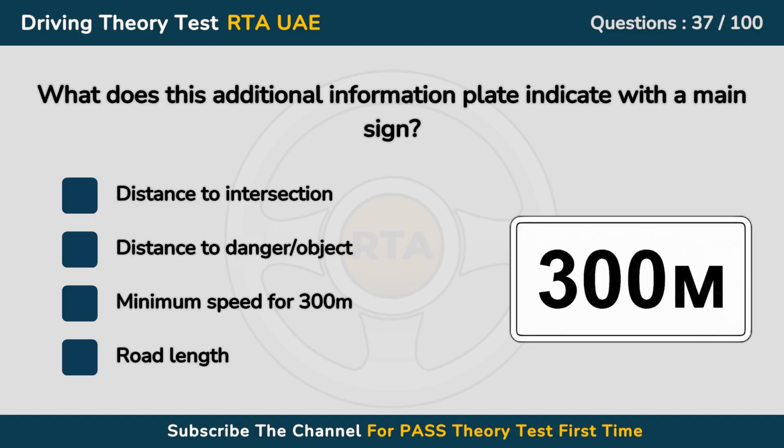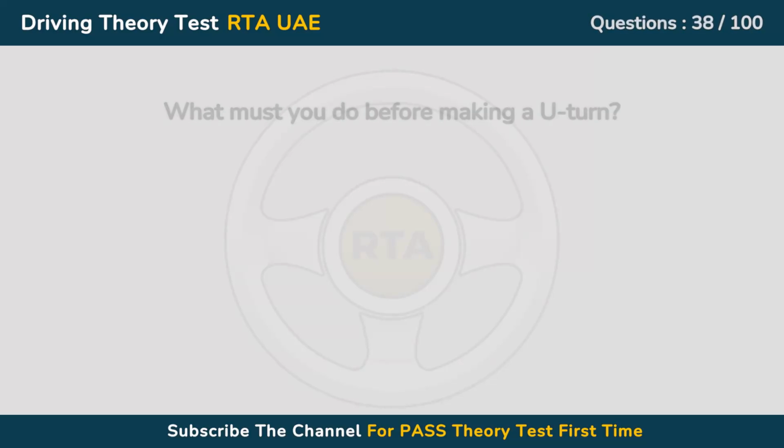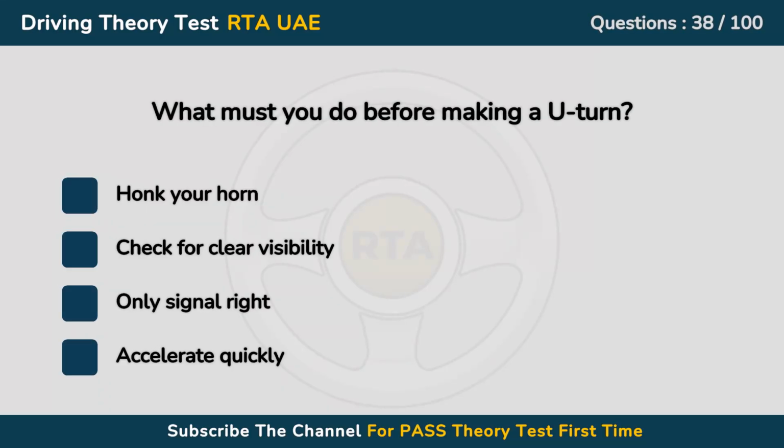A. Distance to intersection. B. Distance to hazard. C. Minimum speed for the section. D. Road length. Answer is B. Distance to hazard. This plate is typically used with warning signs to indicate the distance, in this case to the beginning of the dangerous section or object being warned about. Question 38. What must you do before making a U-turn?